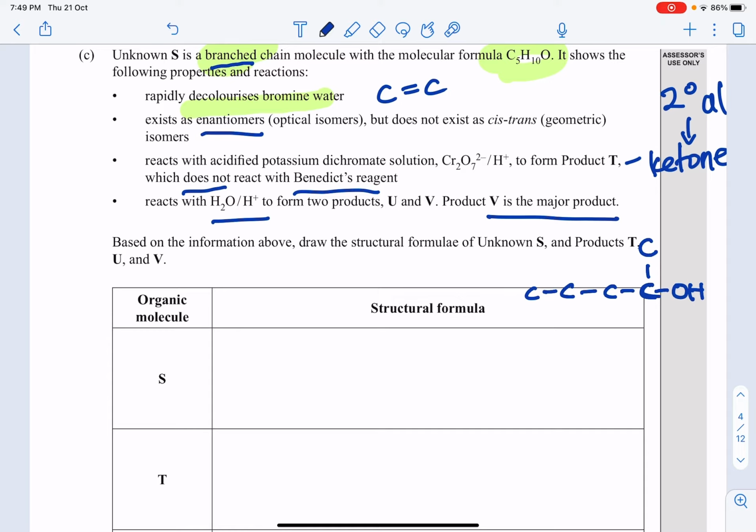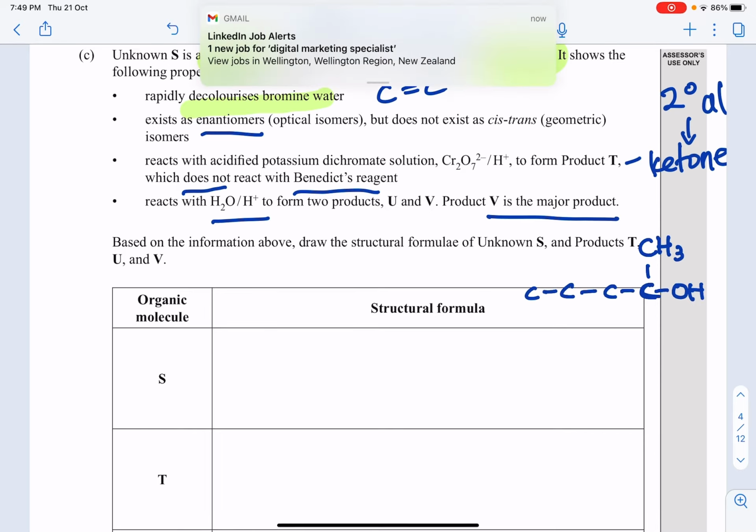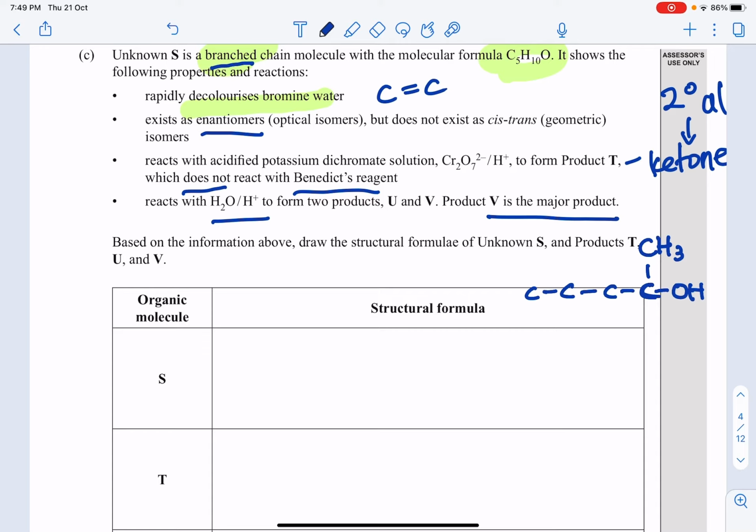And what else? It exists as enantiomers. So enantiomers means there must be 4 different groups. So we have H right here, 1, 2, 3 different groups, and another 4 on the left. And there is a possibility of having a double bond on the first carbon. Okay, let me draw another one.